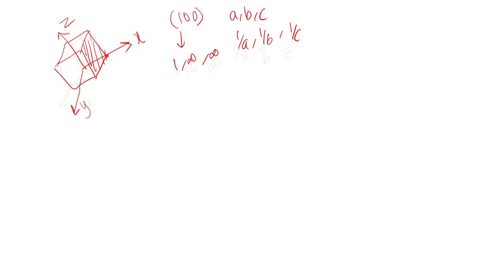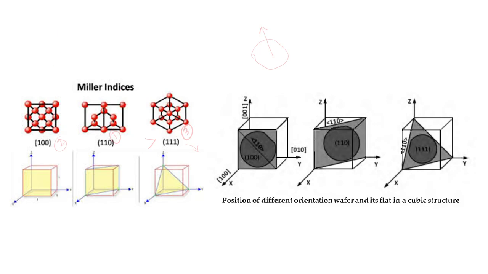So our main coordinate system, this can be x, this will be y, and this will be z, right? If we want to draw the 100 plane, first we will have to find the intercepts of the plane with respect to the coordinate axes from the Miller indices. Let's say a, b and c are the Miller indices, then their intercepts will be 1 by a, 1 by b and 1 by c. So we will just take the reciprocal of each of the terms.